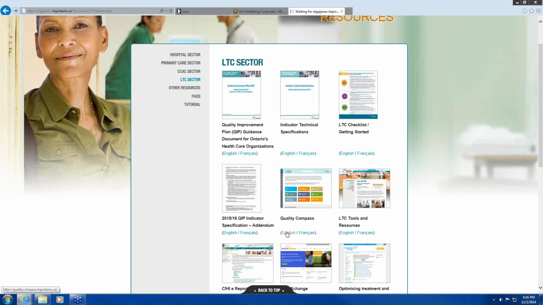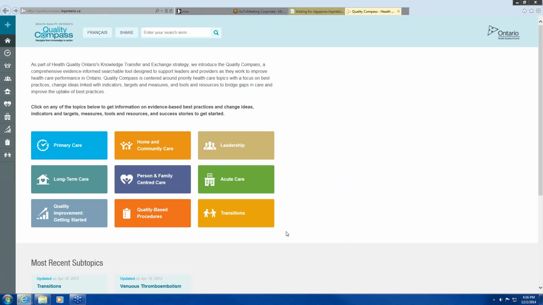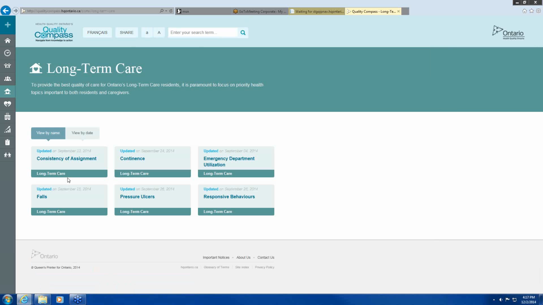A lot of you may be familiar with the Quality Improvement Compass. Probably most would be familiar with the long-term care button, but you may want to look under some of these others: home and community, person-centered, transitions. They all have components that you might be particularly interested in.